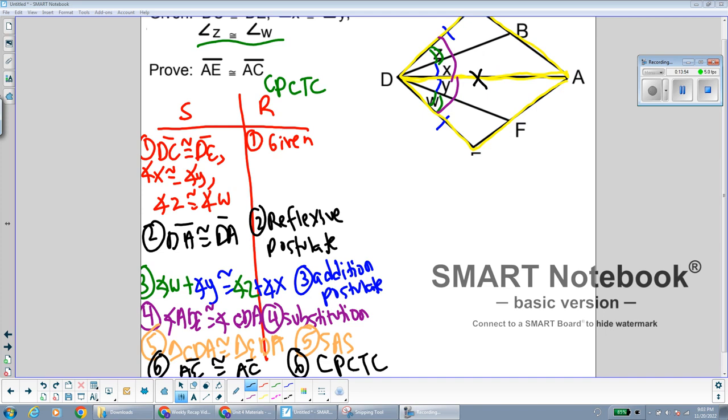So from our givens, we have the first S, DC and DE. Then we have our second S, the second side, the shared side, using the reflexive postulate. And then to get the whole angles in between, we did need to use the addition postulate. Angle W plus angle Y makes angle ADE, and angle Z plus angle X makes the larger angle here, angle CDA, that we need. Then we have SAS, and once the triangles are congruent, side AE and AC, those are corresponding sides of the two triangles, so they are congruent by CPCTC.